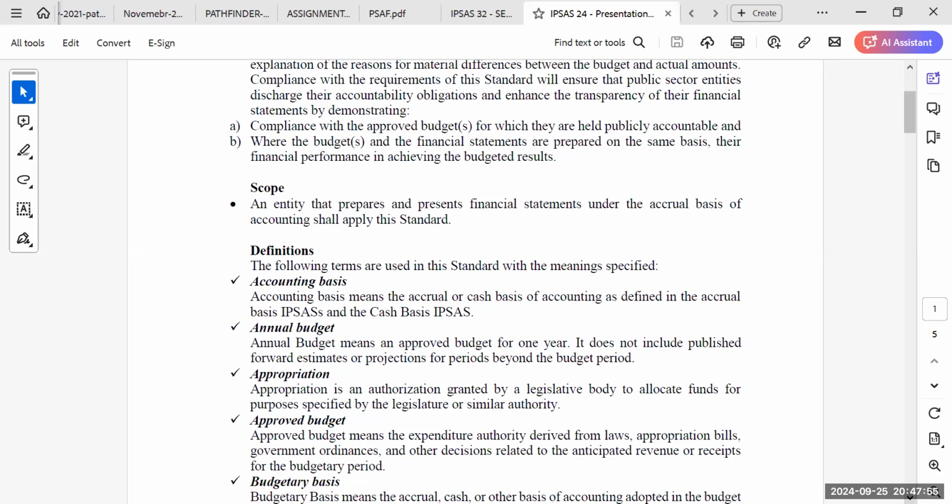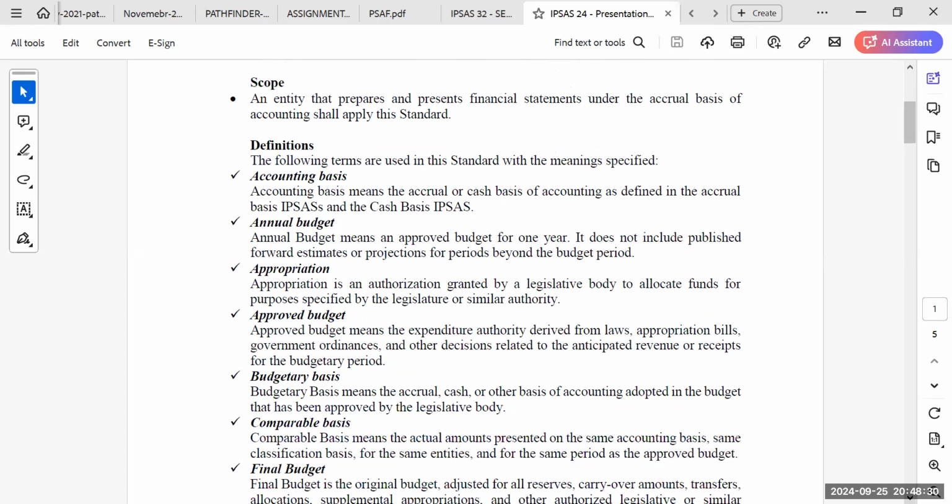Approved budget means the expenditure authority derived from laws, appropriation bills, or government ordinances and other decisions related to anticipated revenue or received for the budget period. So the approved budget is the budget that is going to be implemented. Okay, so the Minister of Finance can bring a lot of issues, but all of them will not be approved. Some of them will be rejected. But those that are given a go ahead are what we call the approved items, and that will give you the approved budget.